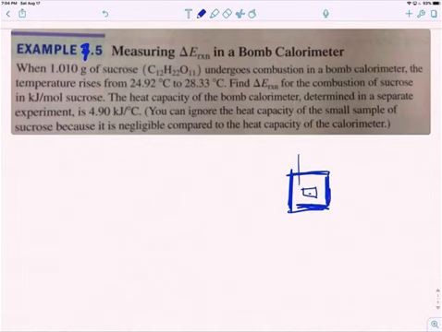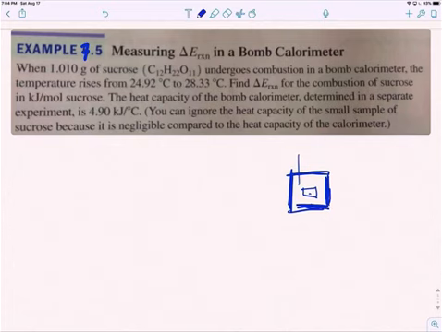which we'll do in this example. Okay, well, this is sucrose. This our body can burn, so this is true. Sucrose our body can burn. But let's say we have 1.01 grams of sucrose, and we burn it in a bomb calorimeter. The temperature rises from 24.92 to 28.33. Find the heat of reaction, or delta E reaction, the change in internal energy of the reaction for the combustion of sucrose in kilojoules per mole sucrose. Heat capacity for the bomb calorimeter is 4.9 kilojoules per degree Celsius.